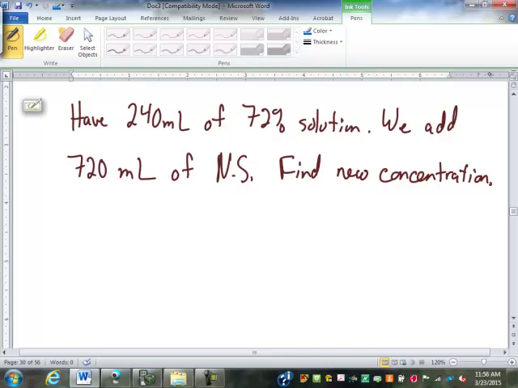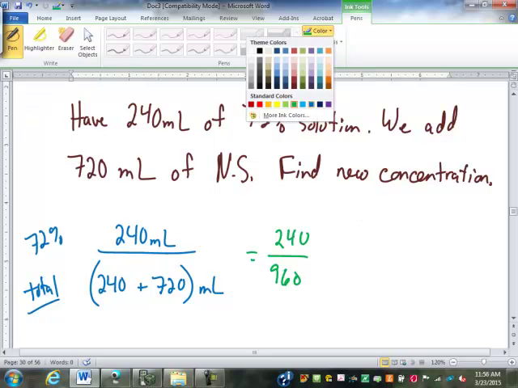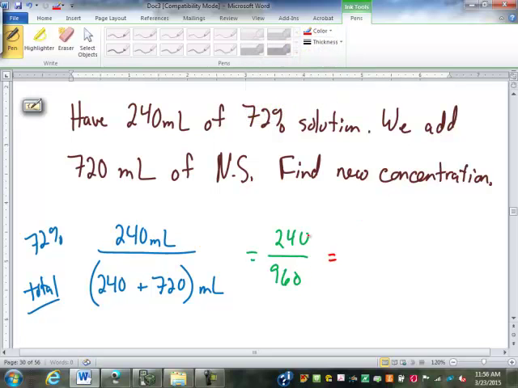Well, to find that new concentration, we need to figure out what the dilution is. And our dilution, of course, there's 240 milliliters of the 72%. That's the concentrate. But the other number needs to be the total volume. So in our total volume, we had still the 240 milliliters plus the 720 milliliters that we added of the sterile water, the NS. So what that gives us is 240 to 960. Reducing that fraction, both divided by 240, gives us a 1 in 4 dilution.